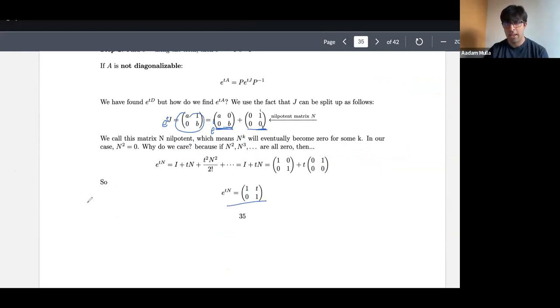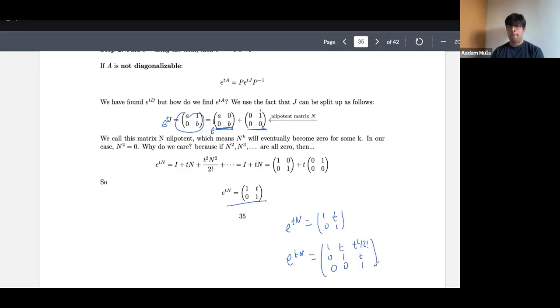And this e to the tN term is going to look exactly like, for 2 by 2, it's going to look like this. For 3 by 3, it's going to look like 1, 0, 0. Then it's going to shift down. It's going to be t up here, 1, 0, and then t squared over 2 factorial, t, and then 1. Okay. Yeah, that's what your e to the tN is going to look like.